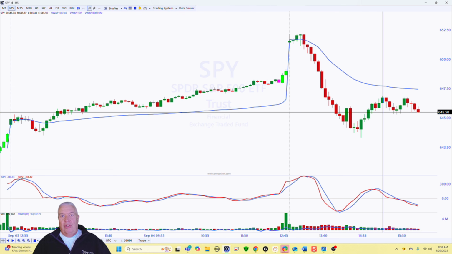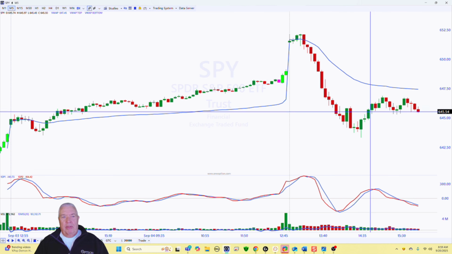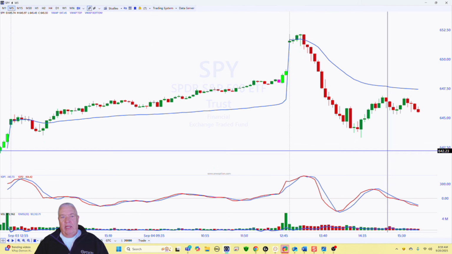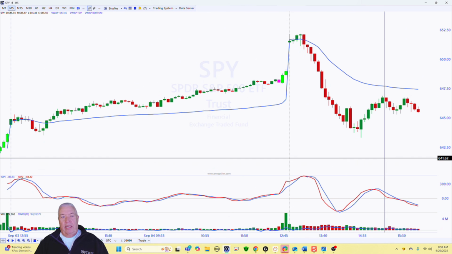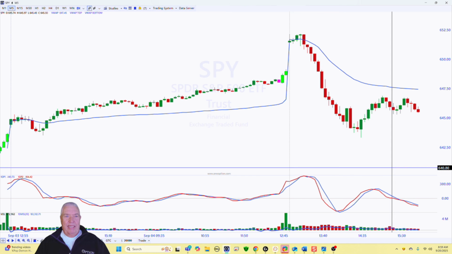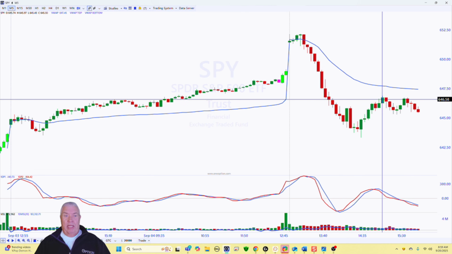Now, if sellers were truly in control, what you would see is a nice little bounce in here, and you might not even get more than 20 minutes out of it, and then the next leg lower starts, and the next leg lower is fast and furious. Didn't really see that, but we do have a bearish cross, bearish cycle, heavy selling in here. Yeah, I would take a short position right in here.